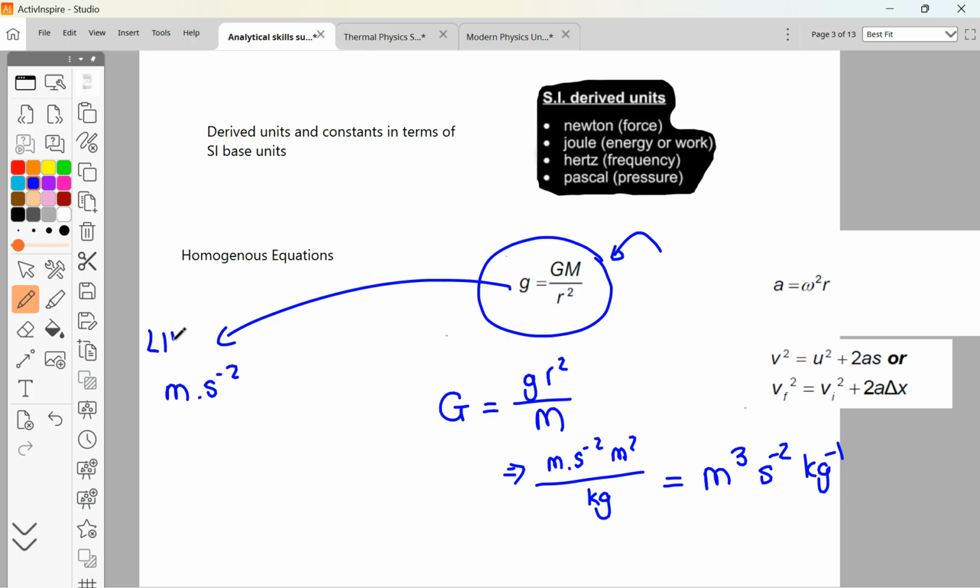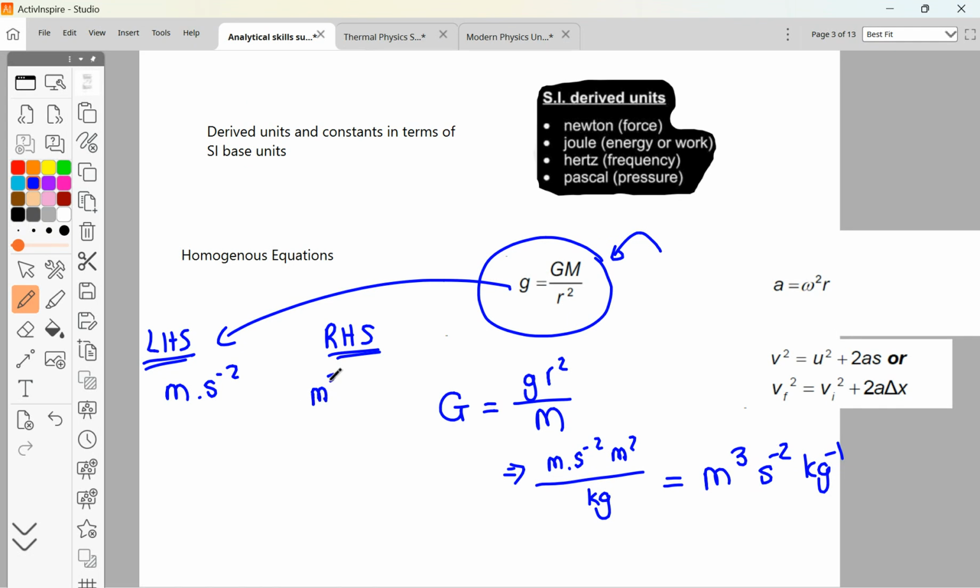Start by saying left-hand side, do the units on the left-hand side, then say right-hand side, because if you're proving whether it's homogeneous, you cannot just say from the beginning that it is homogeneous. You need to prove what the question is asking you to prove. Now we have the units for G.